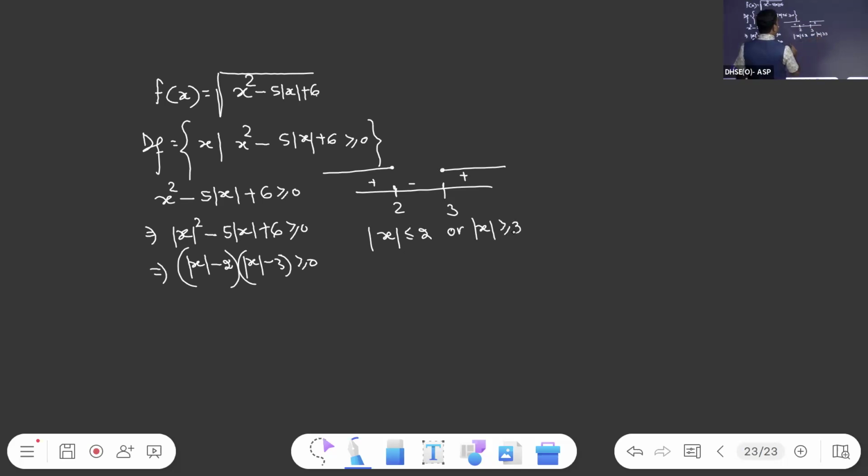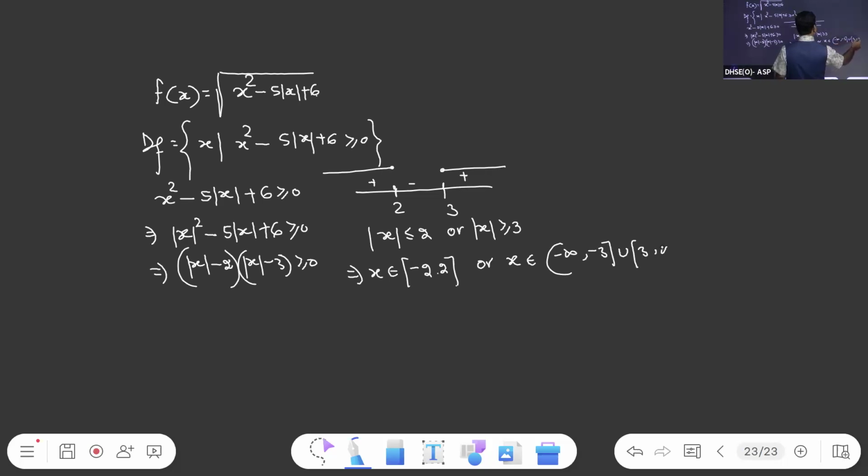Mod x less or equal to 2 implies x belongs to the closed interval minus 2 to 2. Mod x greater or equal to 3 implies x belongs to minus infinity to minus 3 union 3 to infinity.